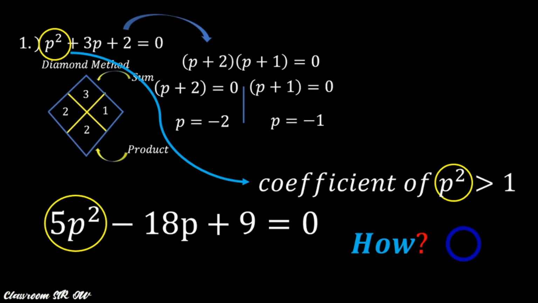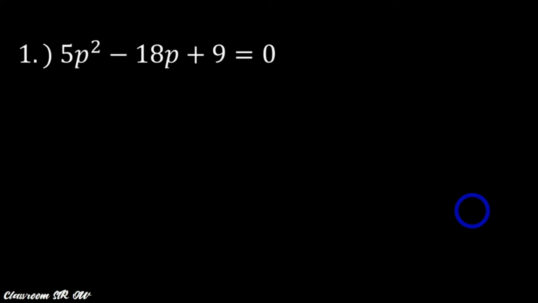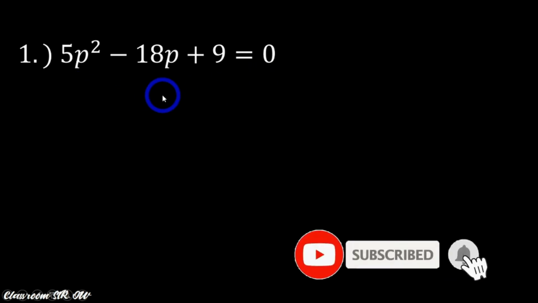We will still make use of factoring, but this time I will be presenting to you the two methods, the diamond method and the box method. For us to understand the two methods, let us consider an example: 5p squared minus 18p plus 9 equals 0, and we are asked to find the roots of this quadratic equation.